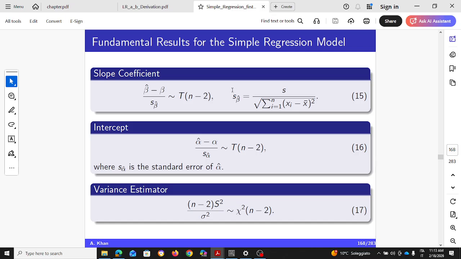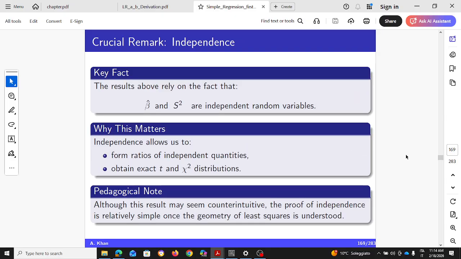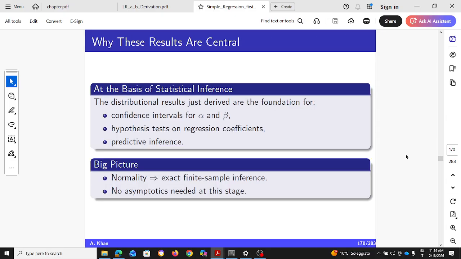The standardized variance now takes this shape. Similarly, for the intercept, it has a Student's t distribution in this form, and for the variance we have this now. So for alpha and beta we have the Student's t distribution, but for the variance we have the chi-square distribution. This is a key distinction, and each time we replace sigma squared with S squared.